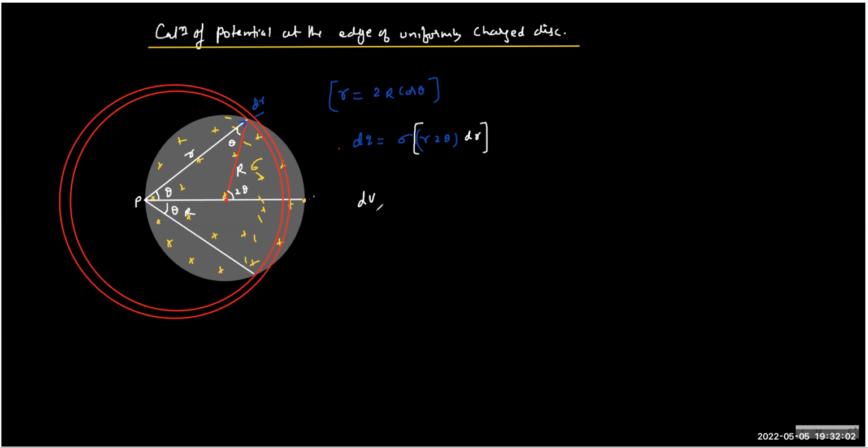So now we can have the potential at point P equal to KQ by r, which will become K sigma r 2 theta dr upon r. But we need to substitute r also, right, in terms of theta. r is 2R cos theta, so we can say dr equals minus 2R sin theta d theta, right? Yes, sir. So now we can substitute everything.